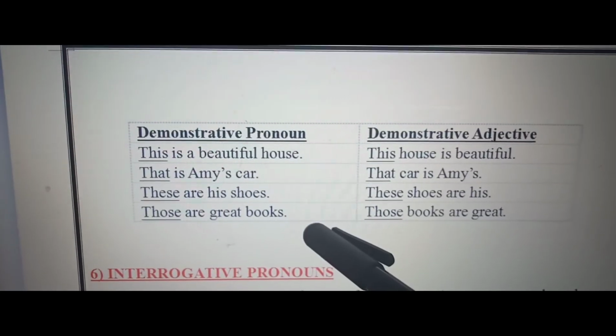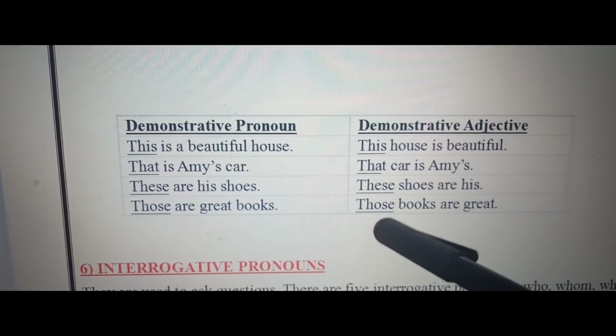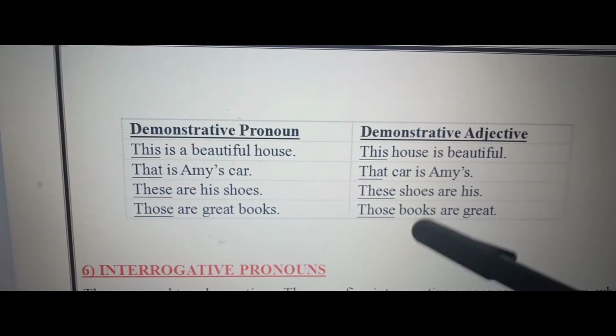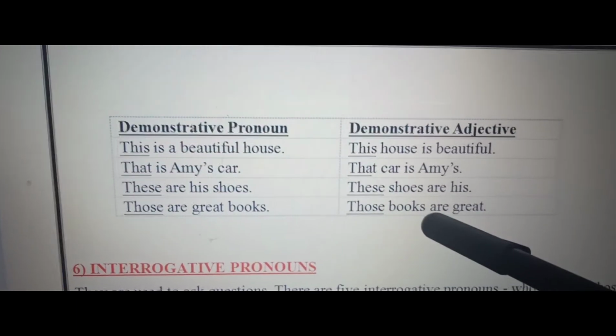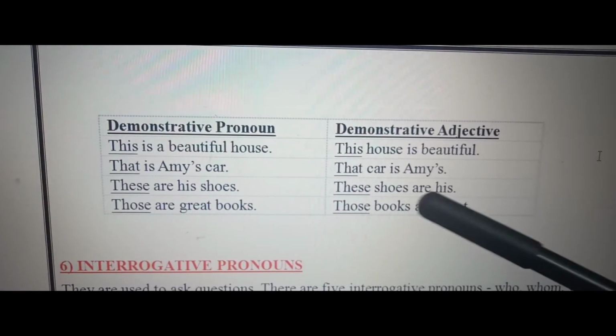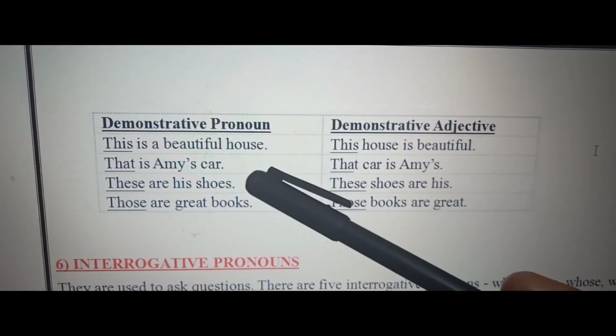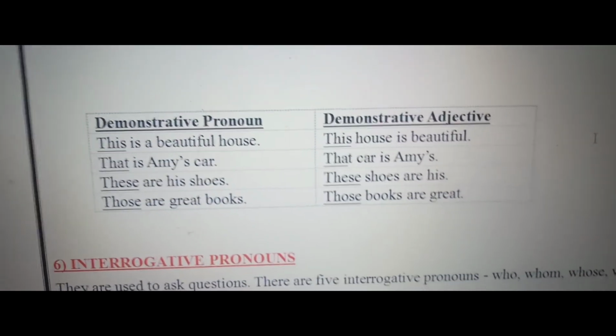Those are great books. Again, we are pointing at the books and saying that those books are great. Here, books is a noun and we have used the demonstrative adjective those before it. So now I hope it's clear to you what demonstrative pronouns and demonstrative adjectives are. They are pointing out, right? And they are used just before a noun in a sentence.